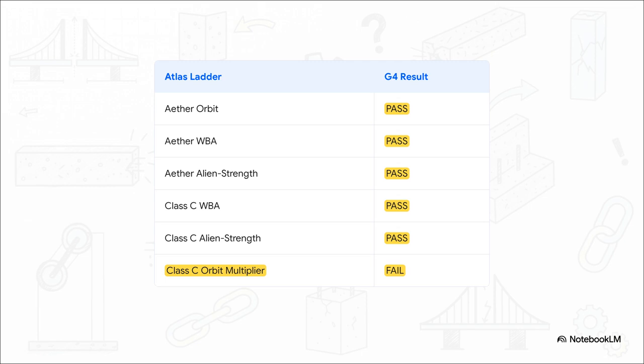But then, look at that last one. On the Class C Orbit Multiplier, a crucial observable, it failed. The engine was completely blind to a target it was designed to see. So the question is, why?